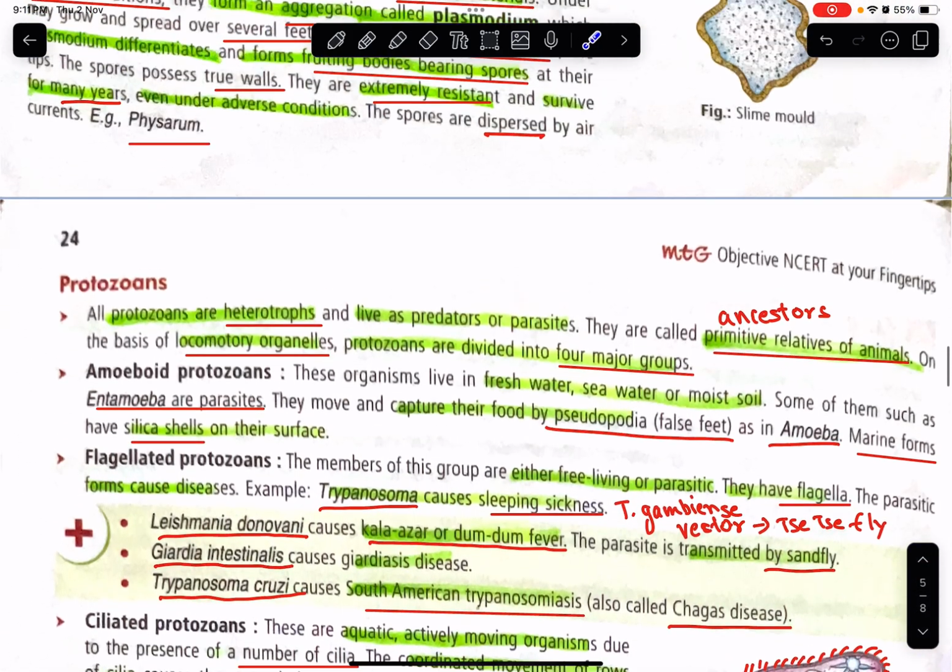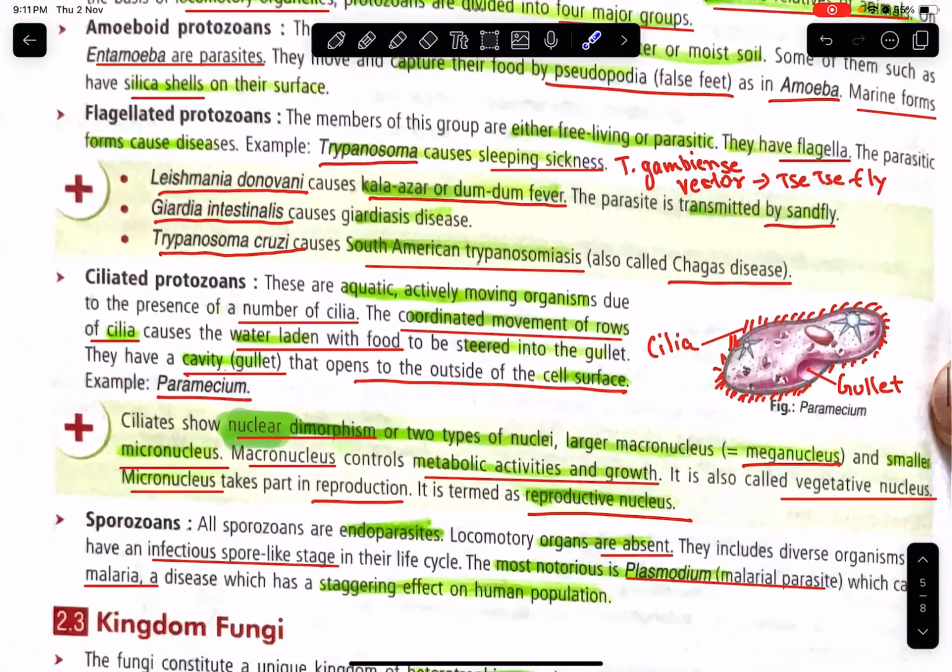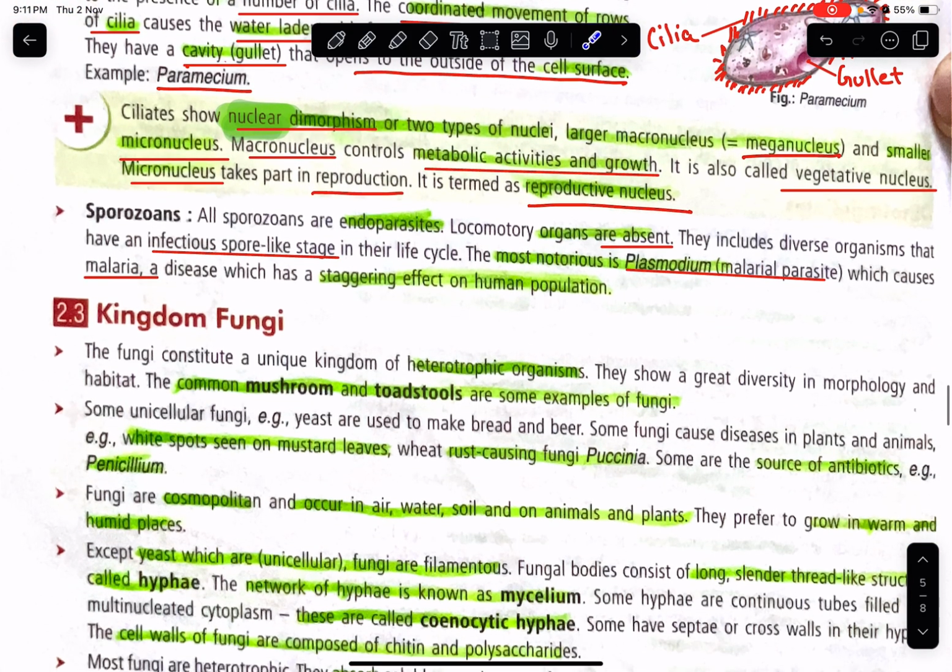So we are done with Protista today. Tomorrow we will start with kingdom fungi.